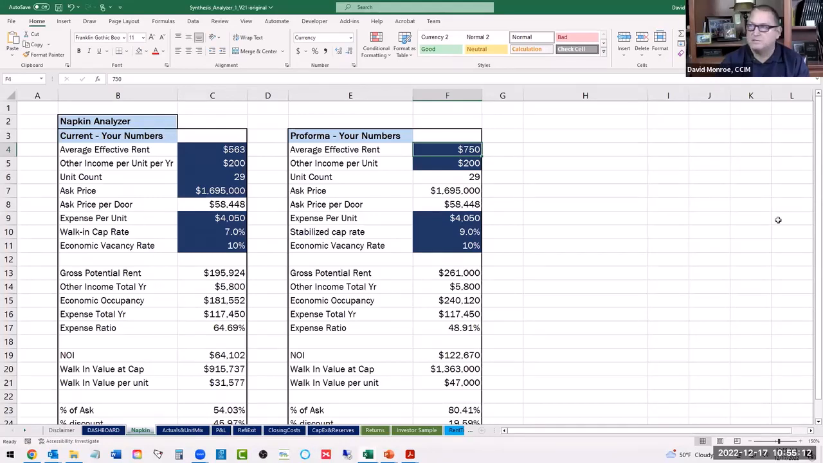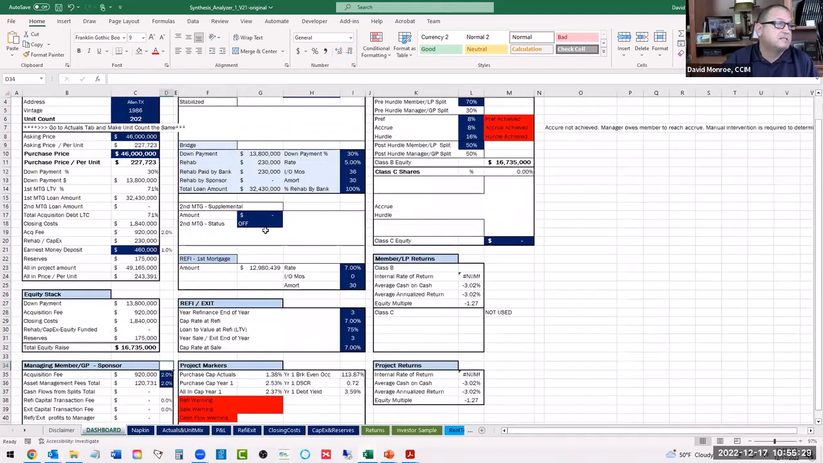Okay. You guys ready to move on? So does anybody have a T12? I'd prefer a T12 so I can show you how to do a T12, or a profit and loss, that they want to use to input into the synthesis analyzer.